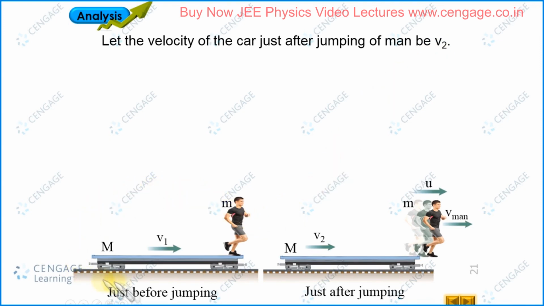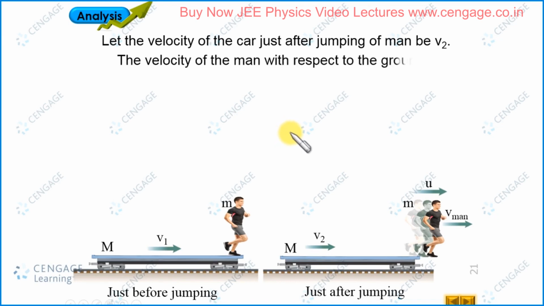Now if we consider the man and railroad car as a system, we find there is no external force acting on the system in the horizontal direction because there is no friction between the railroad car and rails. There is friction between the man and the railroad car, but this friction is internal in nature. That means it will not have any effect on the conservation of linear momentum of the system. So let us find the velocity of the man with respect to ground, because for conserving the linear momentum we need velocities with respect to ground.